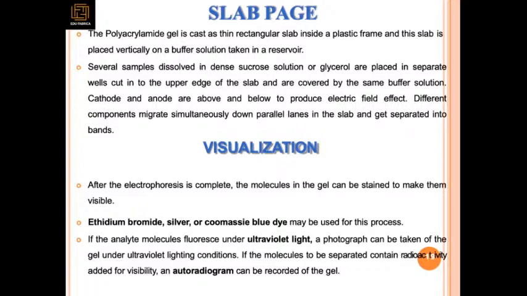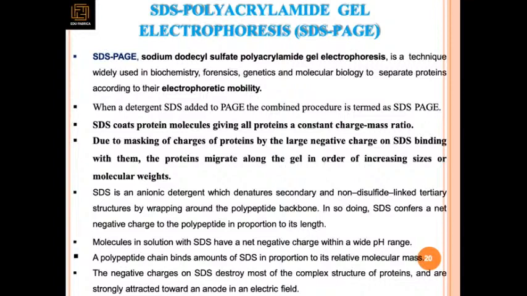Then slab PAGE that we have discussed just now, and for visualization you can check it with the help of ethidium bromide, silver, or Coomassie blue dye. These are three things that you could use. To fluoresce it you can use ultraviolet light with the help of a photograph, or you can use radioactivity to check in the autoradiogram of your gel. The preferred one is mostly the previous one with ultraviolet light, because it's less harmful.